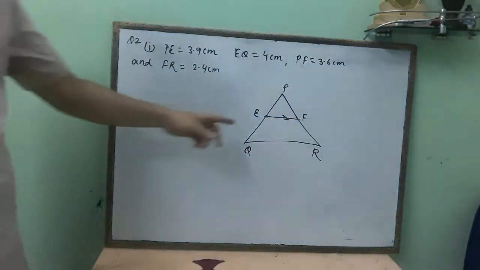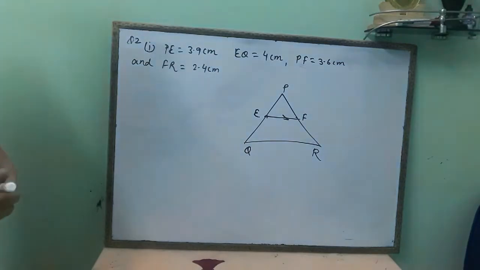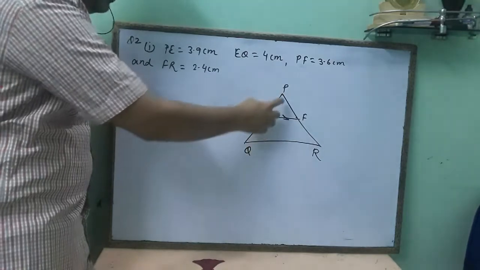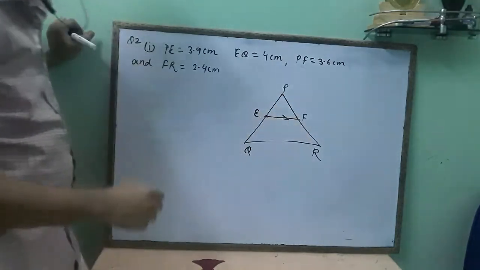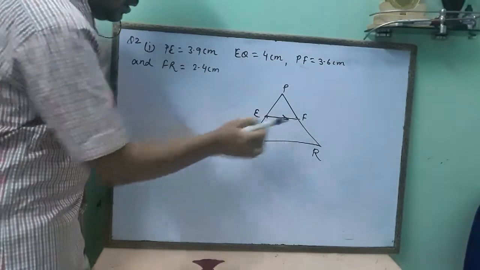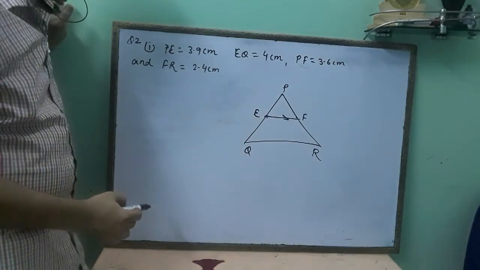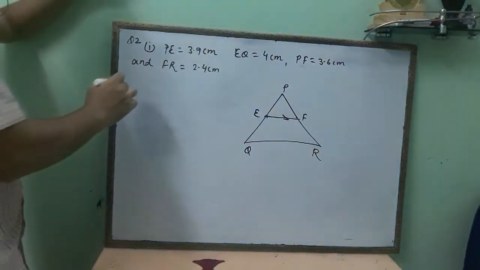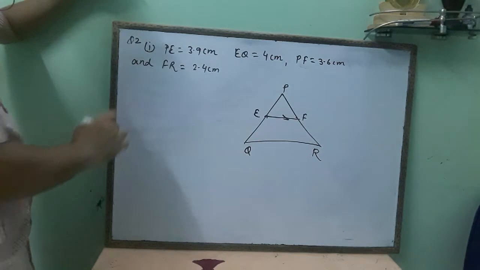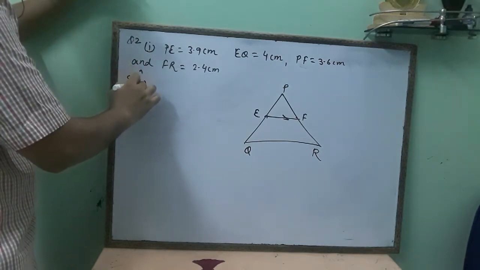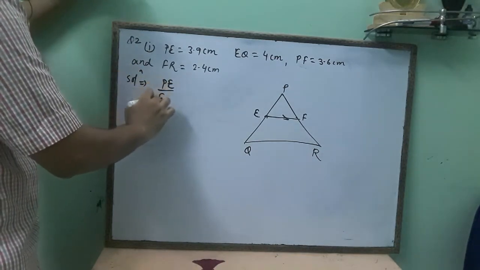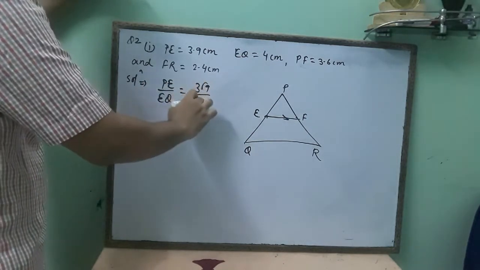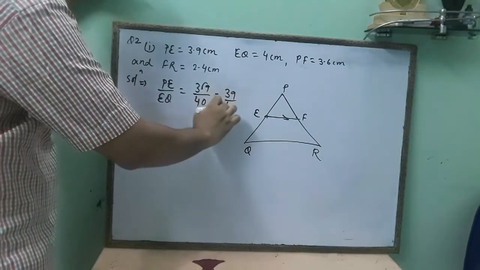We have to check whether EF is parallel to QR. For this, what do we have to check here? We have to check whether PE divided by EQ is equal to PF divided by FR. If this happens, then we can say that EF is parallel to QR. Since the value of everything is given, first check the value of PE divided by EQ, which is 3.9 divided by 4. We can write 39 divided by 40.